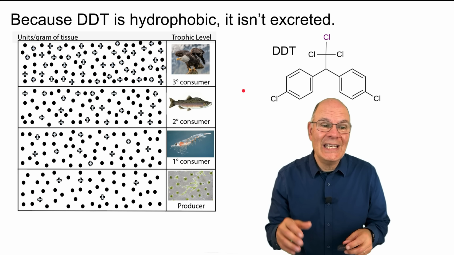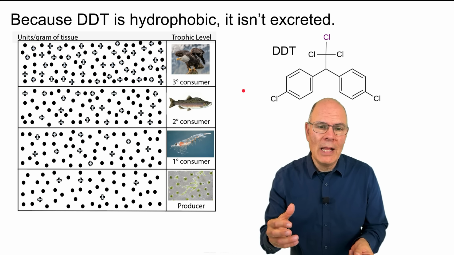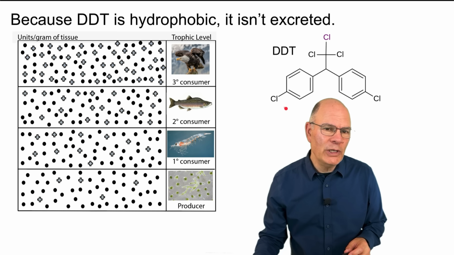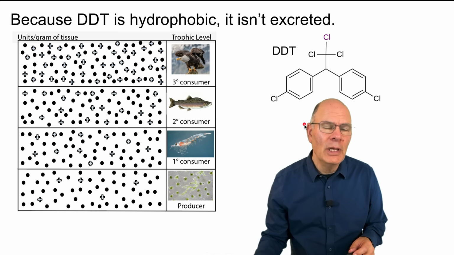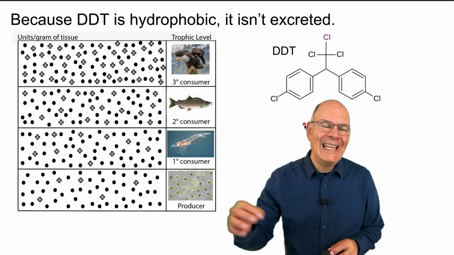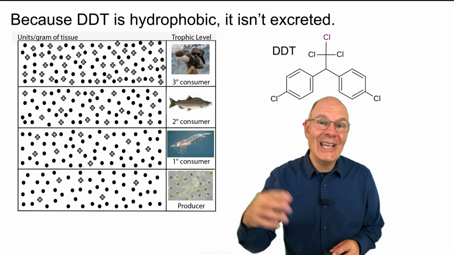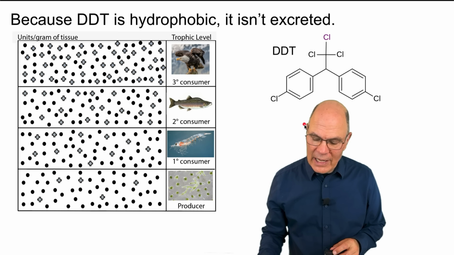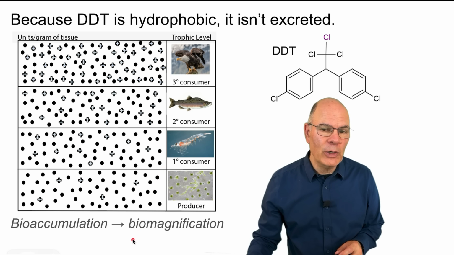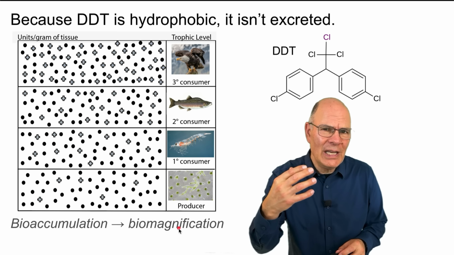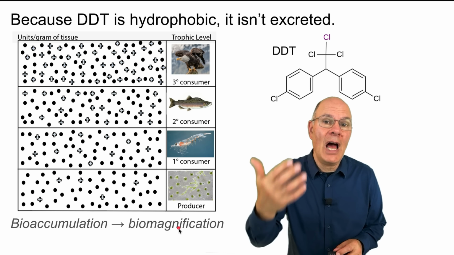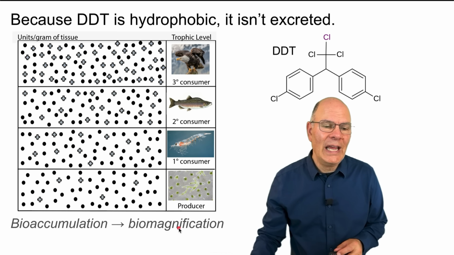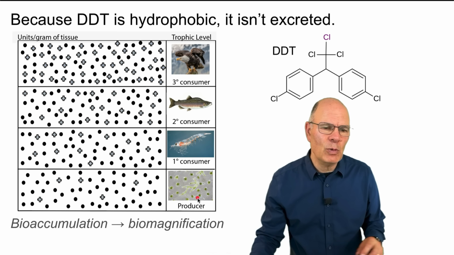Because DDT is a hydrophobic molecule, despite these chlorines over here, the overall molecule is hydrophobic. It isn't excreted, and it does absorb in fat. And that leads to something called bioaccumulation, which is the underlying phenomenon that's behind biomagnification. So let's imagine how this would work.